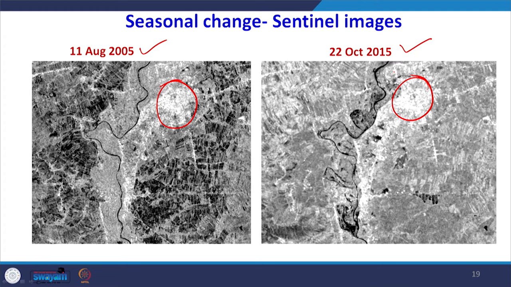So one can compare these two images and can find out the seasonal change. One could also correlate the features with the temperature. Darker features are cooler, have low temperature, and brighter features will have higher temperature.